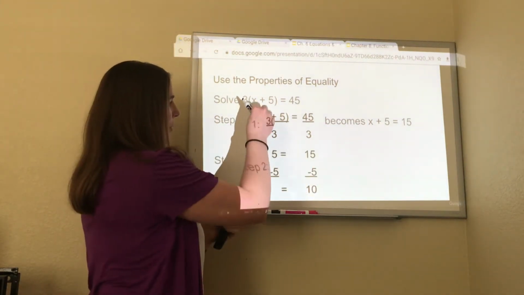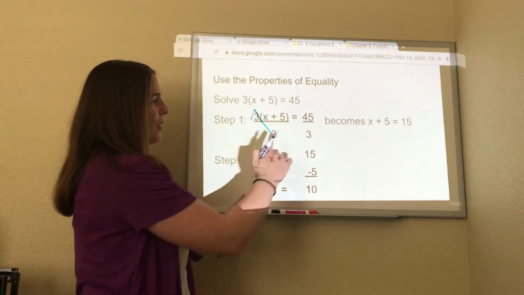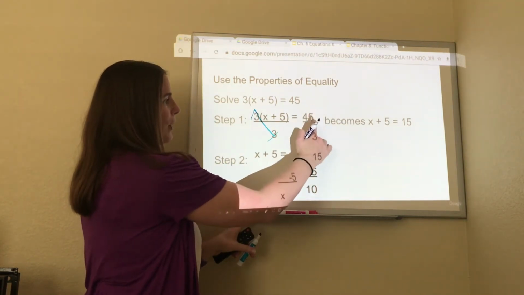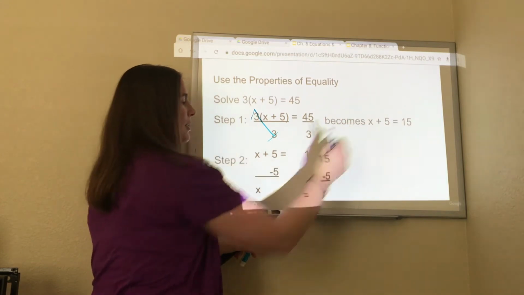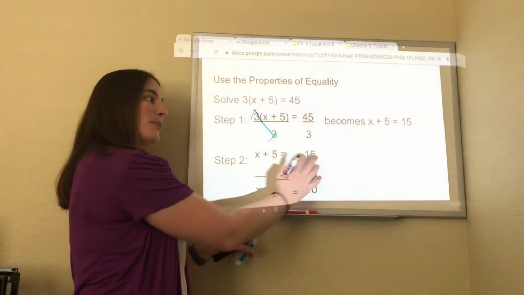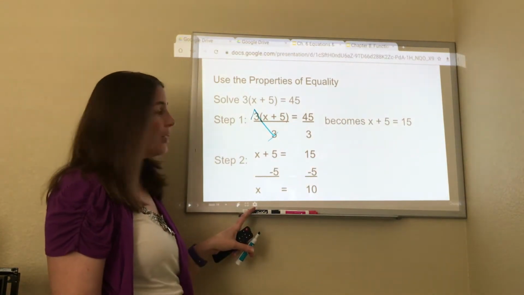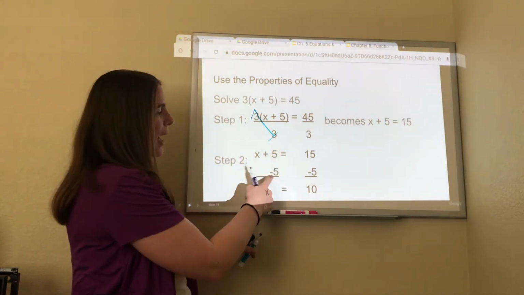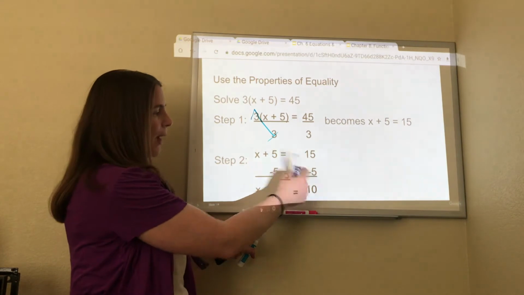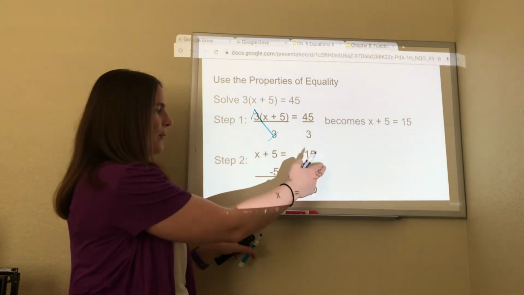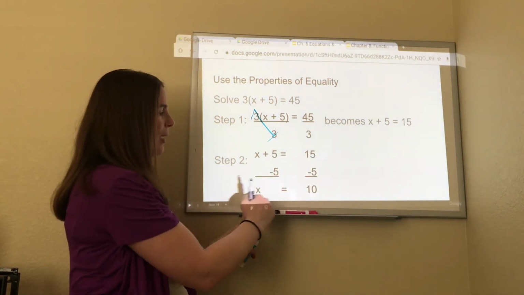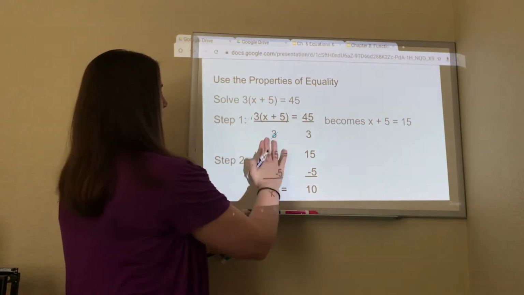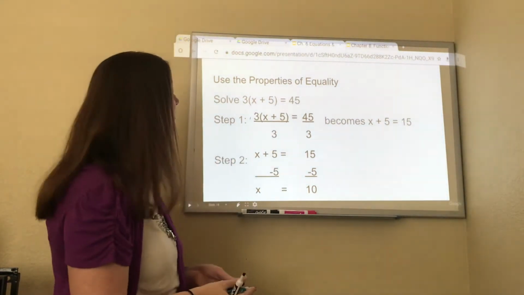These cancel out, the 3's cancel out, that's a giant 1, so I'm just left with this part here. So 45 divided by 3 is 15. So when I get to this part, then you're just at the one-step equation, right? So this is adding 5, so instead of adding 5, we're going to subtract 5. So 15 minus 5 is 10, and so my solution is x equals 10. So let's go on to the next problem.